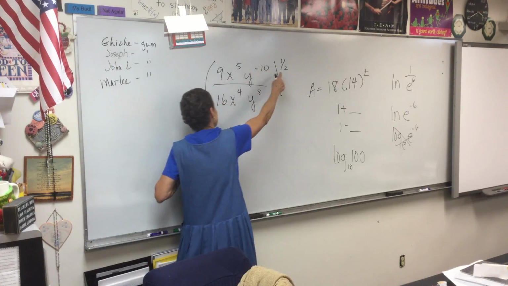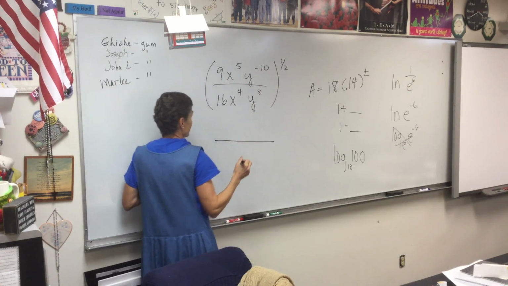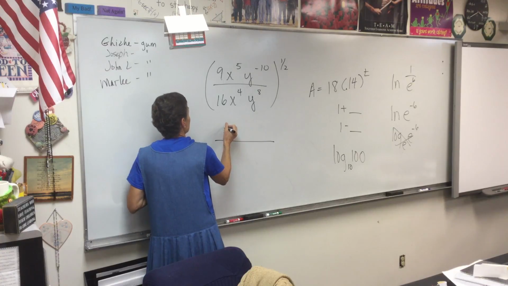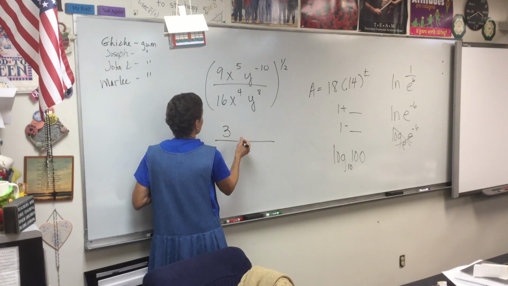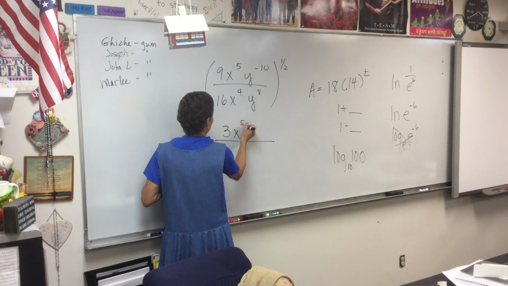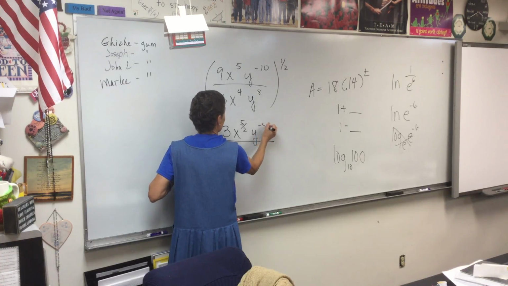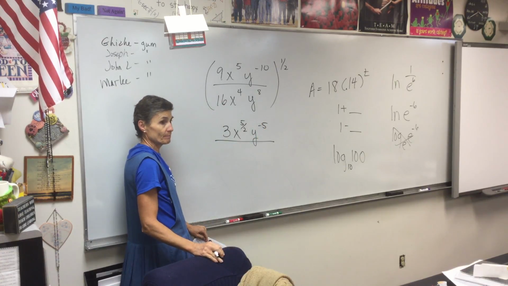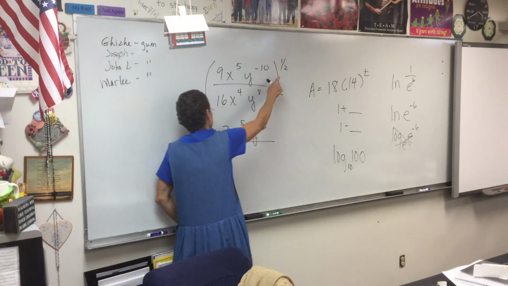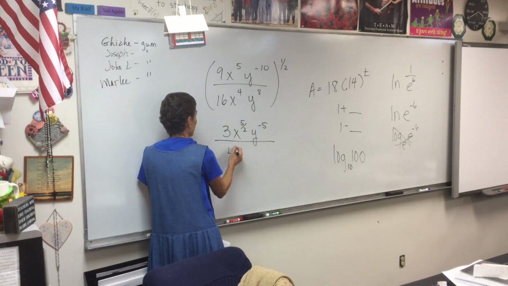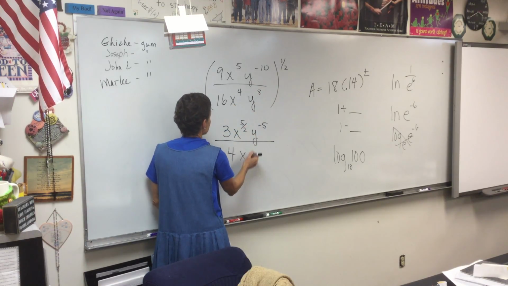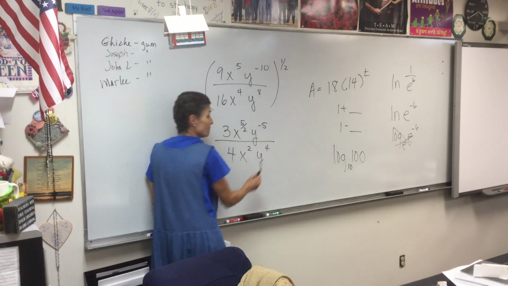So when I raise 9 to the 1/2 power, what does that mean? That means the square root. So 3 x to the 5/2, y to the -5th. Everybody keeping up? 16 to the 1/2 means 4, square root of 16. x to the second, y to the fourth.